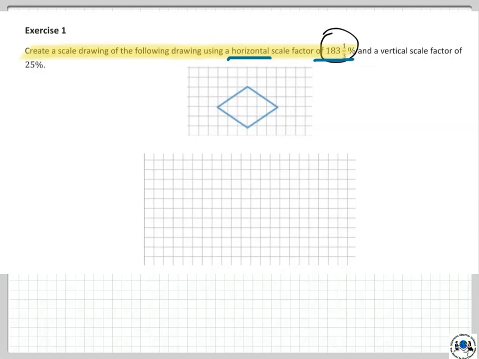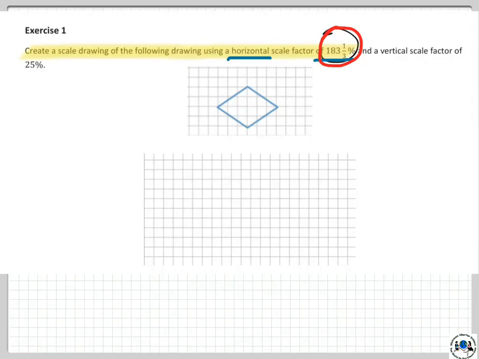I will tell you when you get back that I would recommend changing this 183 and 1/3% to a fraction. Let's see what you can do with that. Give it a try, and again, if it gets too difficult, come back sooner rather than later. I'm going to pause now.